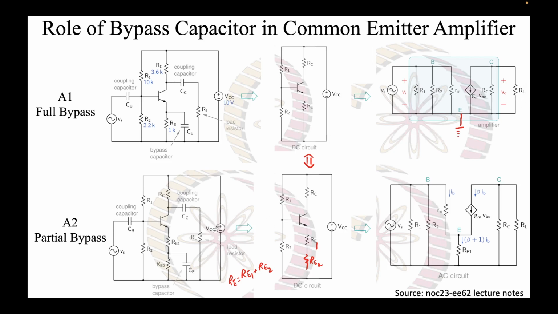Let's talk about this partial bypass, the amplifier A2. As always, CE, CB, and CC will be shorted.